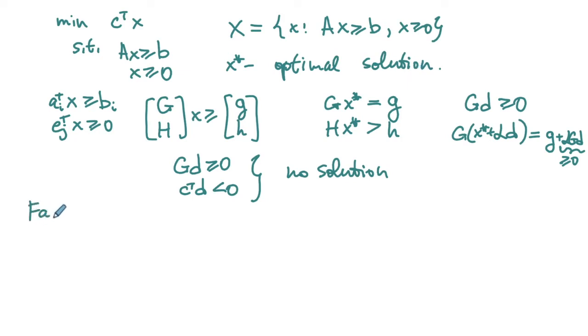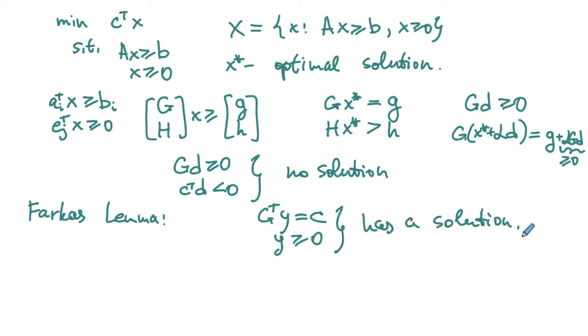Now, applying the Farkas lemma, we conclude that the system G transpose times y is equal to c and y is greater than or equal to 0 does have a solution. So this already gives us a necessary optimality condition for our linear program, because we have proved that if x star is an optimal solution to our LP, then for the matrix G corresponding to the binding constraints of our system here, we must have y that satisfies this system right here.